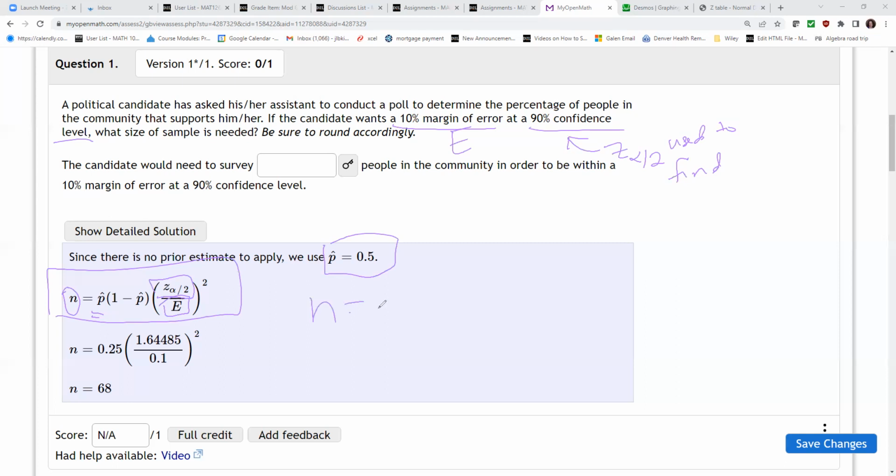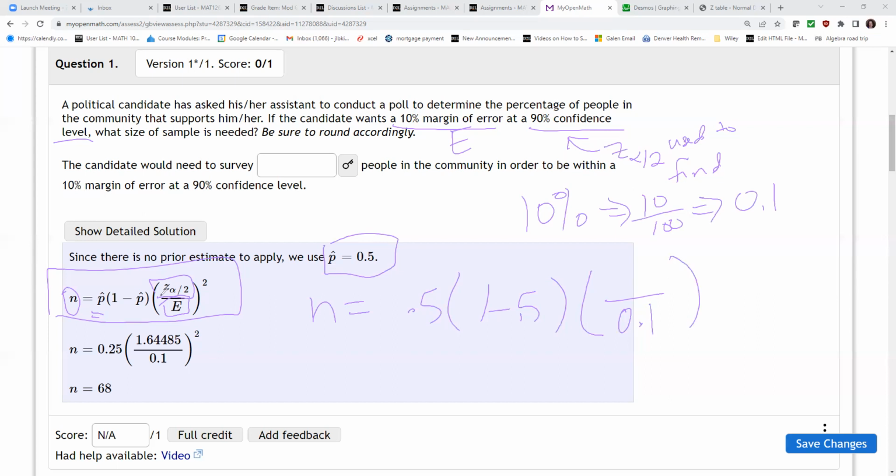So that means n equals 0.5 times 1 minus 0.5. And we're going to find z alpha over 2 in a minute. We're going to take 10%, but it needs to be a decimal. So we're going to take 10 over 100, which gives us 0.1.